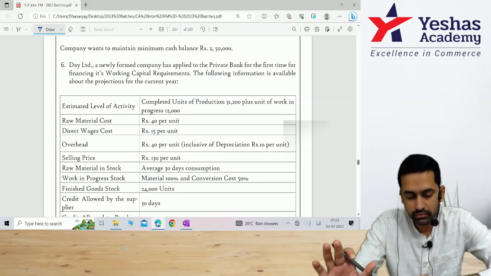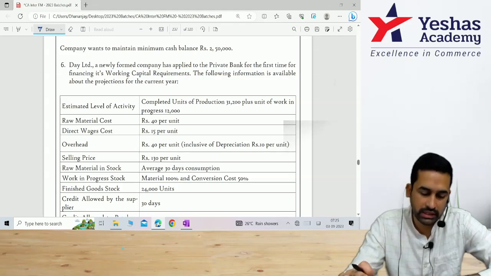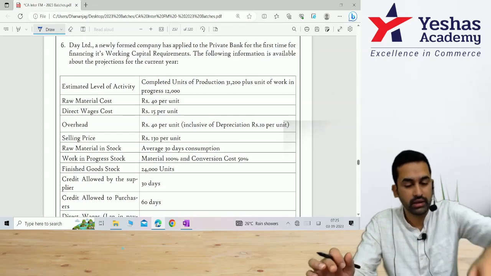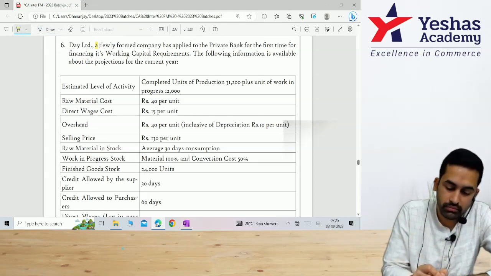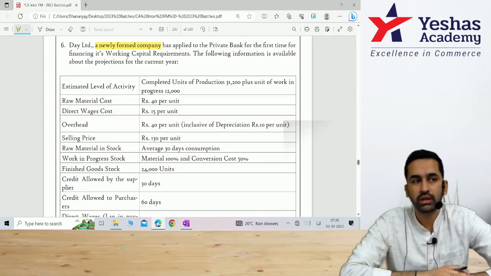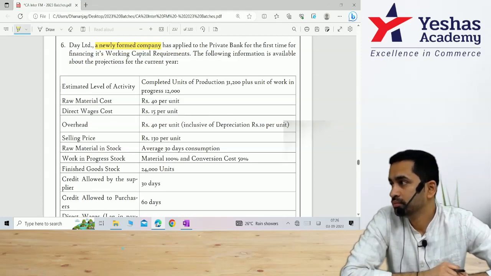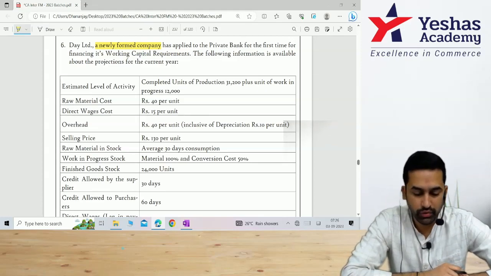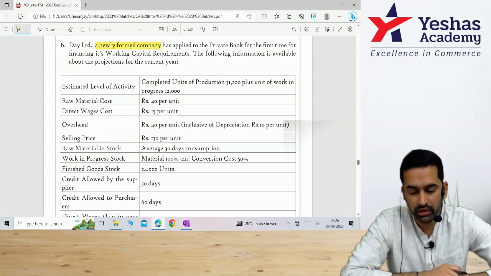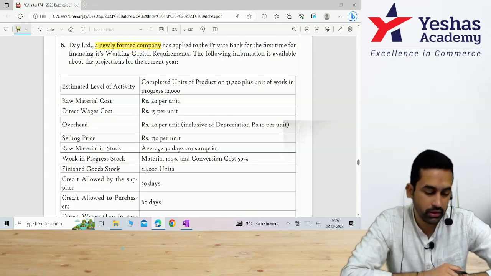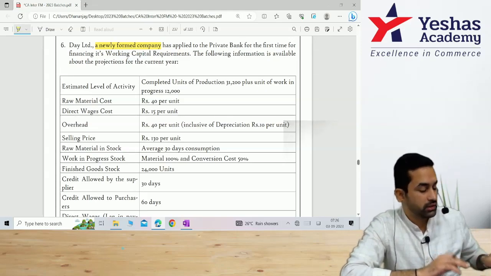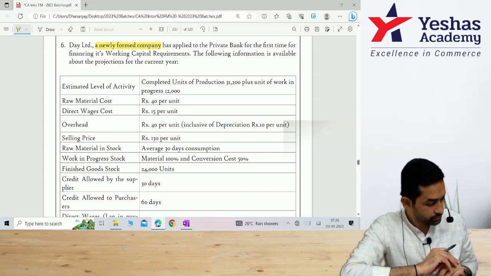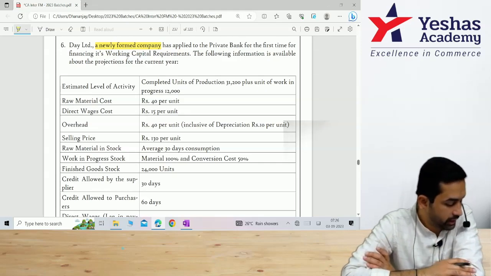On this, there are two questions. We will learn both. Start with question number 6. Day Limited, a newly formed company, underline newly formed company. That means opening stock is 0. A newly formed company has applied to the private bank for the first time for financing its working capital requirement. The following information is available about the projections for the current year.